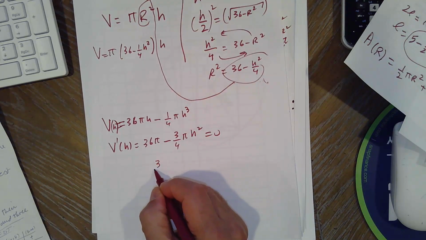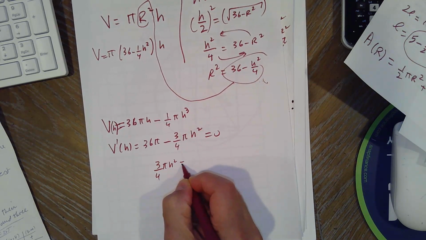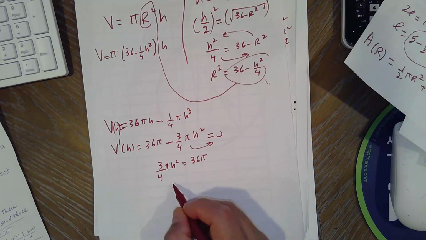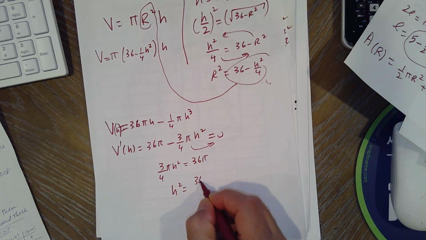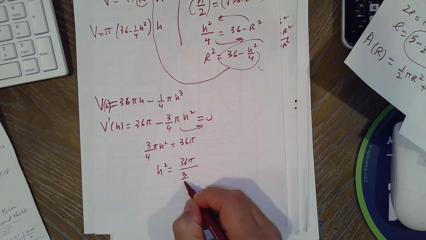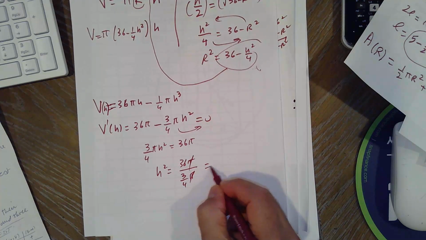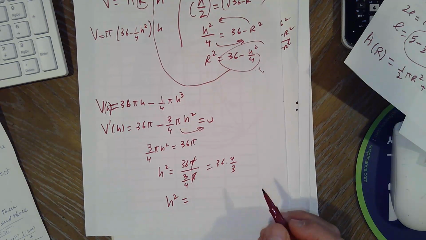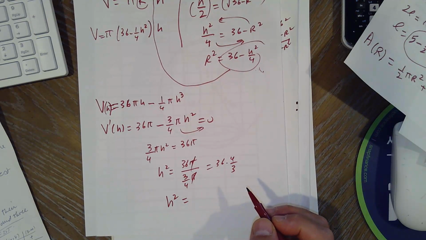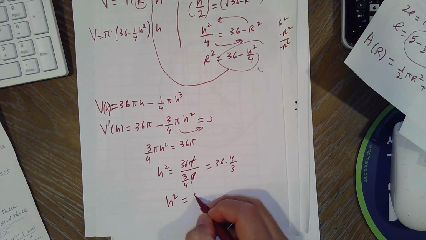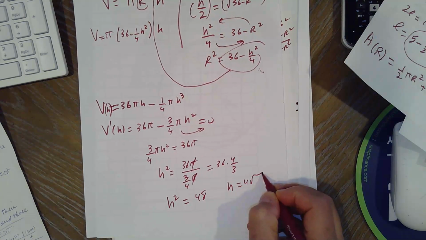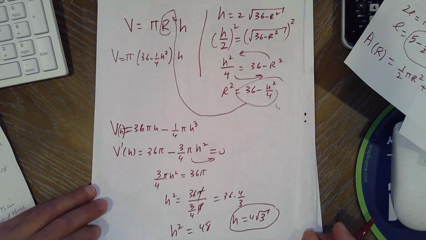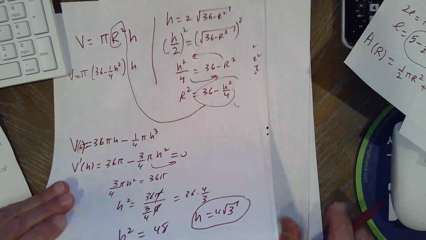So we get 3 over 4 pi h squared equals 36 pi. I move this over here. h squared equals 36 pi divided by 3 over 4 pi. The pi's cancel out, which is 36 times 4 thirds. h squared equals 48. So h equals 4 root 3. And then what is r? Because we want to find the volume. That's what they're asking for.